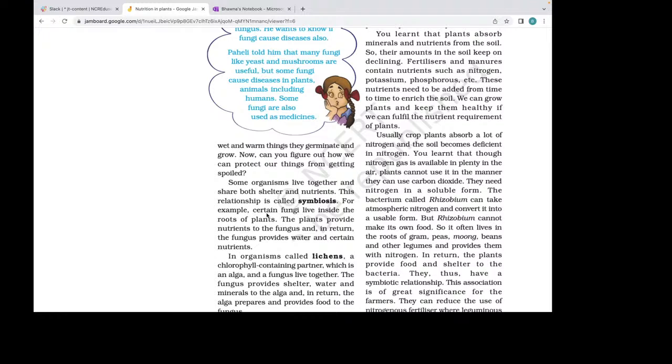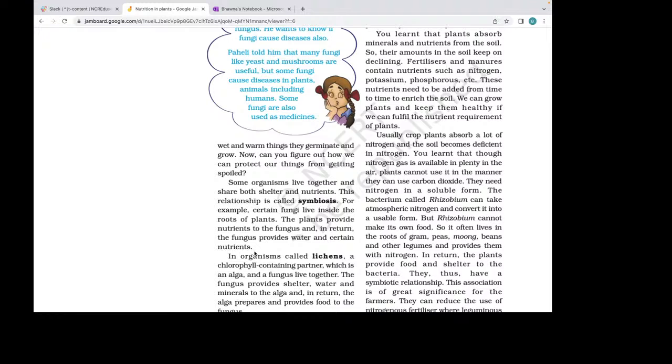For example, certain fungi live inside the roots of plants. So there are some fungi that live in the roots of the plants. Okay. So what happens between both of them is the plants provide nutrients to the fungus, and in return the fungus provides water and certain nutrients. So क्या होता है, plants provide nutrients to the fungus, और उसके बदले में fungus उसको क्या provide करता है, water and certain nutrients.